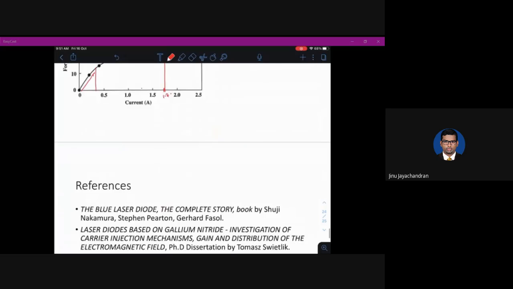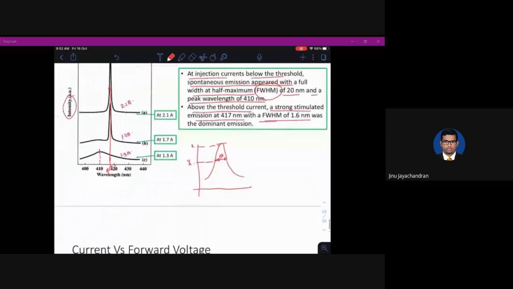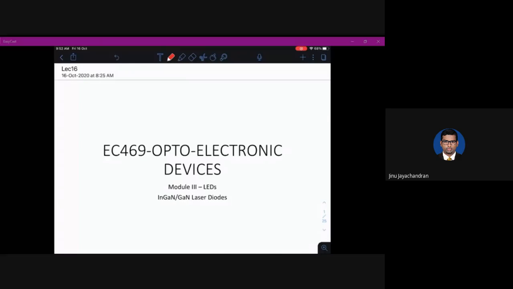So that's about our laser diode. I have taken this from the book by Nakamura, who was the inventor of this device. If you want to look further into this, you can refer to the book. Also there's a PhD dissertation by Thomas, which I have taken as a reference. So that's about our laser diode, which is the indium gallium nitride laser. Basically, you should be able to know the construction and working of the laser. That is very, very important from an exam point of view. And then you should look at the properties, which is basically the threshold current and all these things. That will give you an idea of how the laser works.